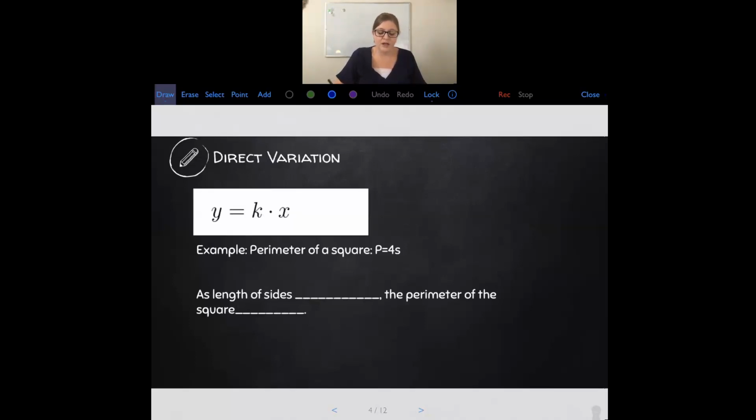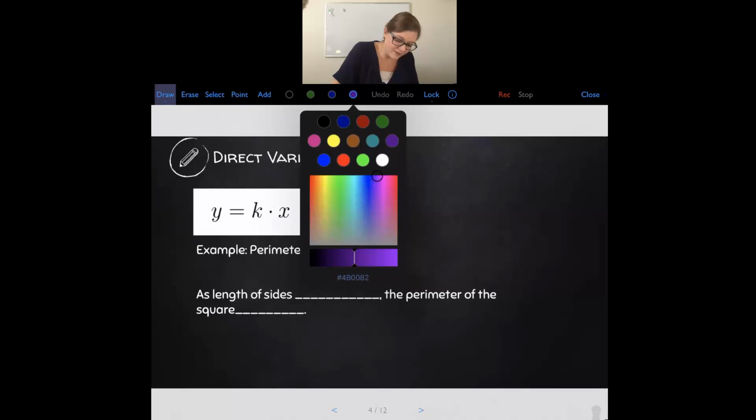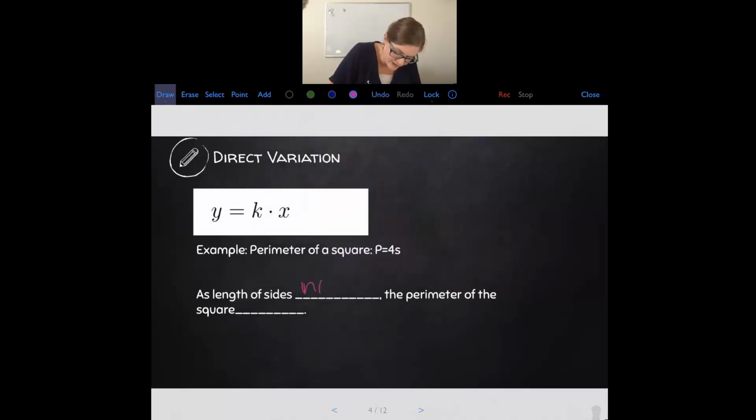It's when two variables are directly related. For instance, the perimeter of a square is P equals 4 times S. One way you can think of it is that as the length of the sides increases, so does the perimeter. So there's a direct relation there. One goes up, the other's going up. You could say the same thing if the lengths of the sides are getting smaller, decreasing, then the perimeter would decrease as well.